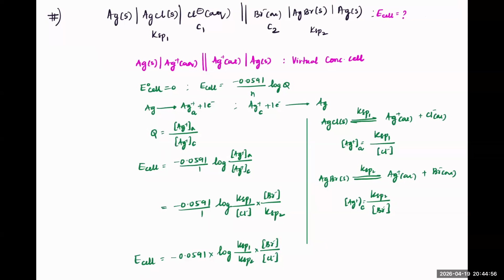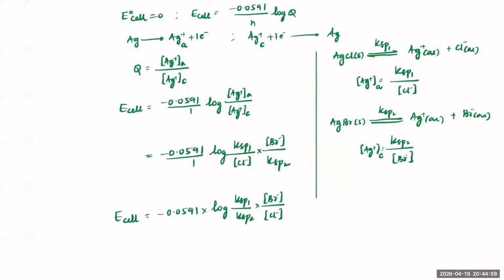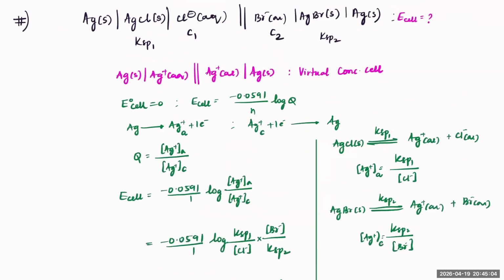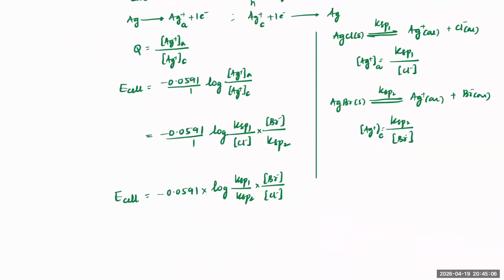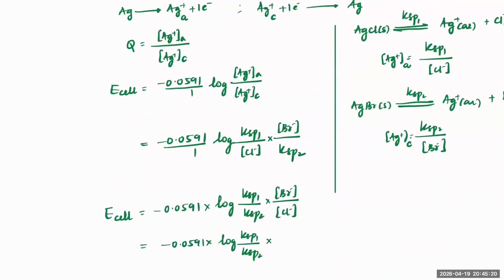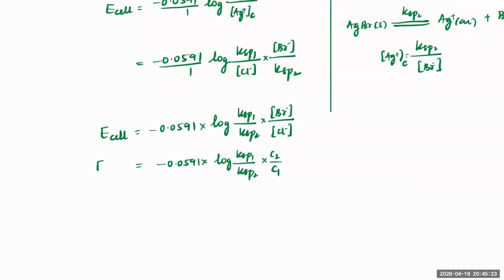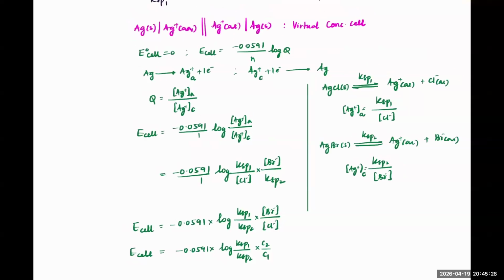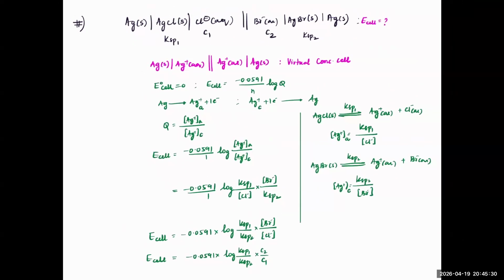So once you get that, E cell is clear here. Now you can just substitute the values which are being given. Here it is given as C1 and C2. Just put those values and you'll get the final equation, which is minus 0.0591 into log of Ksp1 by Ksp2 into C2 by C1. So that's how you can get the E cell value. Everybody please go through it once. Let me know if you have understood the technique, what to do.